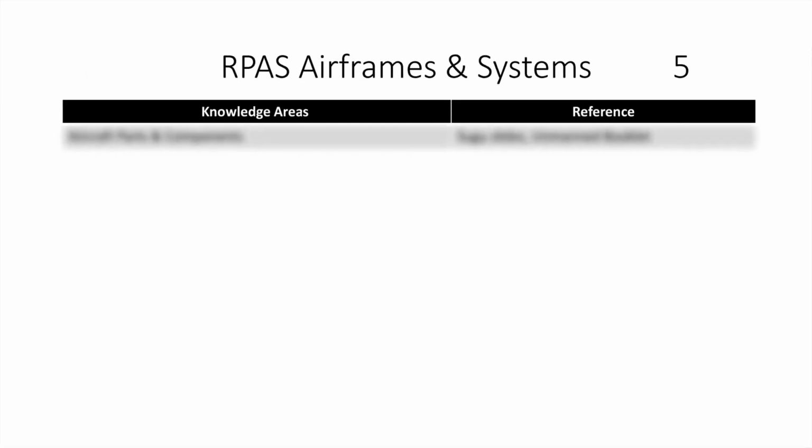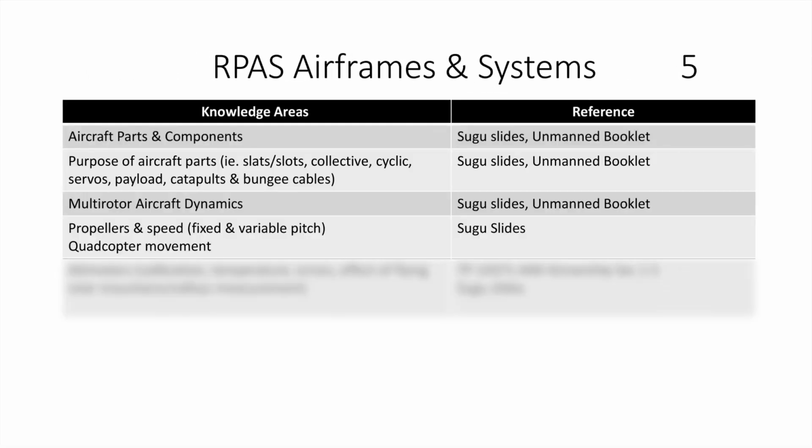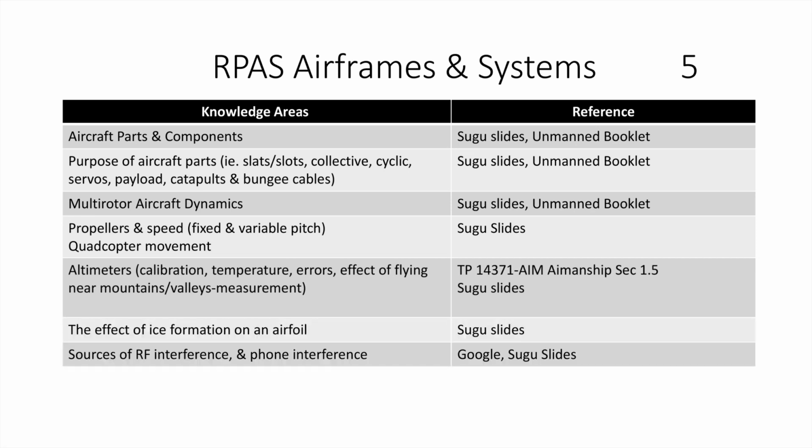Our next study area is RPAS airframes and systems. This section has 5 questions. A focus should be applied to understanding aircraft parts and components, purpose of aircraft parts, i.e. slots, collective, cyclic, servos, payload, catapults, and bungee cables.